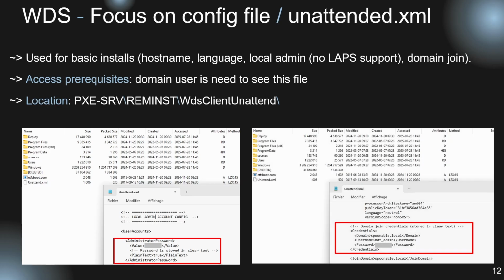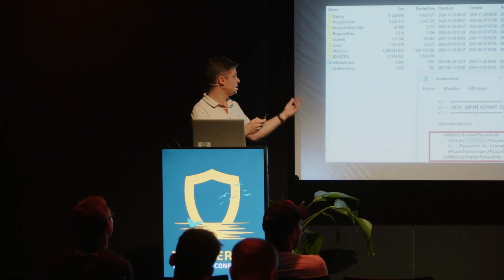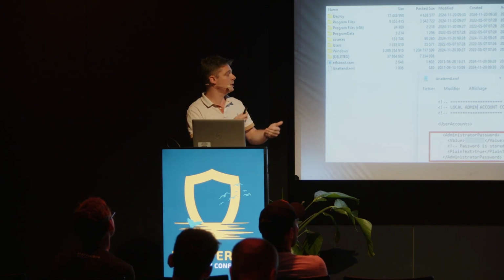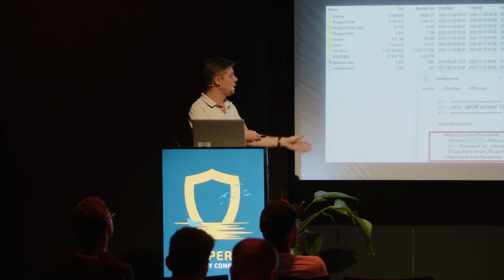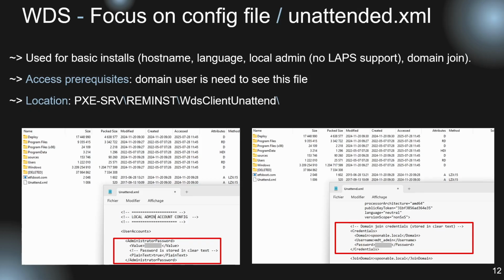And in the unattended.xml file, you can also see that if you want to join the computer to the domain, you have the credentials in clear. So it's a big problem, because if the network is not segmented by default, a standard user can query this file and access potentially a high privilege account here and maybe here, because of misconfiguration. But we will talk about this in the last part.